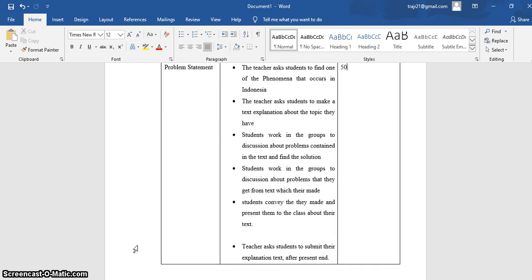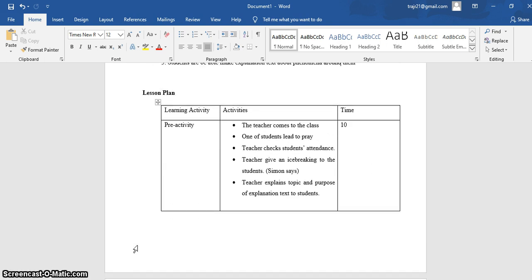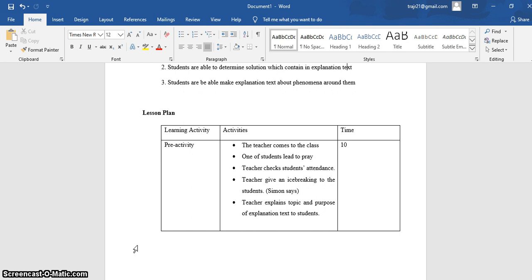Okay, let's move to the lesson plan. In the learning activity, there are three activities, namely pre-activity, main activity, and post-activity. In the pre-activity, there are five activities.